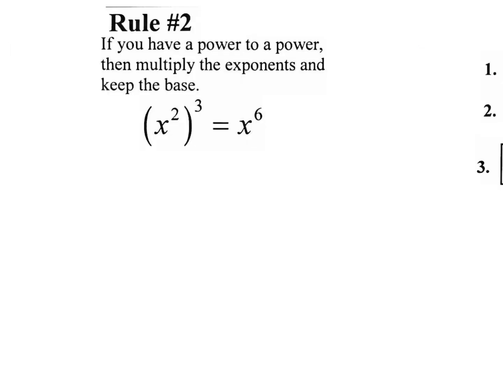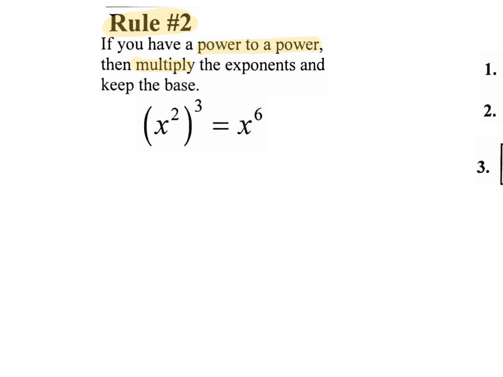Rule 2. So this one is fun. Actually, all these are fun. I like this chapter. If I were you, I would write down rule 2 of exponents. And it's just simple. Power to a power, multiply. Now, of course, if you want to copy down everything, go for it. If you have a power to a power, then multiply the exponents and keep the base.